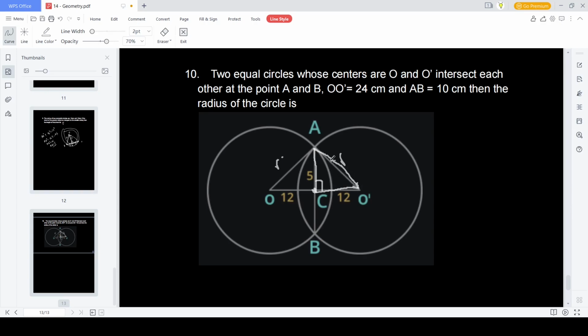Simple. It's just a right angle triangle. So I'll get R square is equal to 5 square plus 12 square. That is nothing but 169 is R square. So R is equal to 13. So radius of the circle is 13. So this was the geometry part.